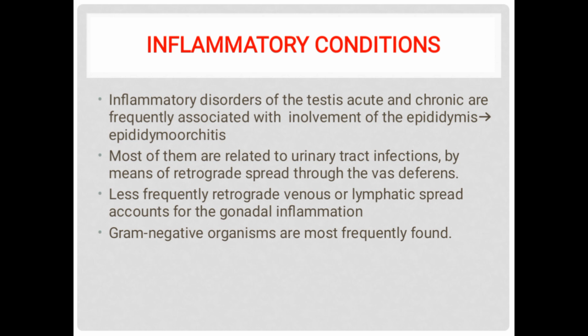Inflammatory disorders of the testis, acute and chronic, are frequently associated with involvement of the epididymis, and this is called epididymoorchitis. Most of them are related to urinary tract infection by means of retrograde spread through the vas deferens. Less frequently, retrograde venous or lymphatic spread accounts for the gonadal inflammation.